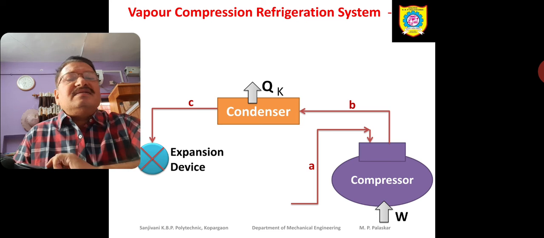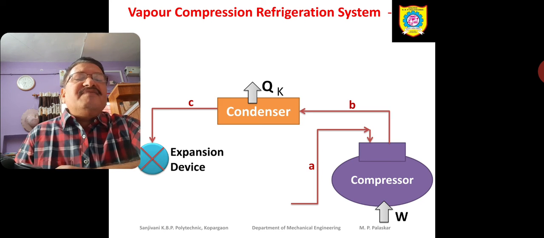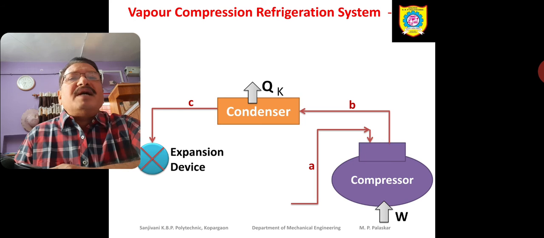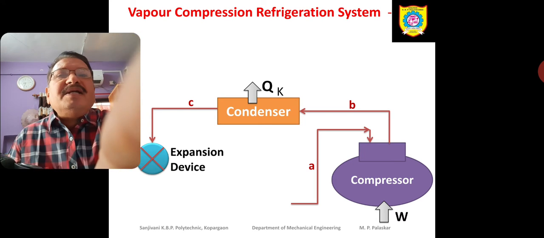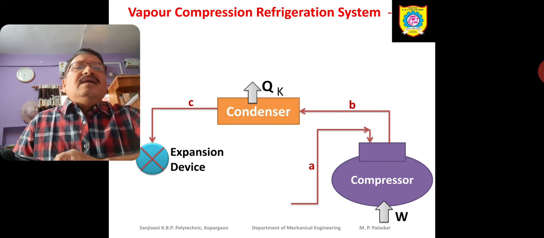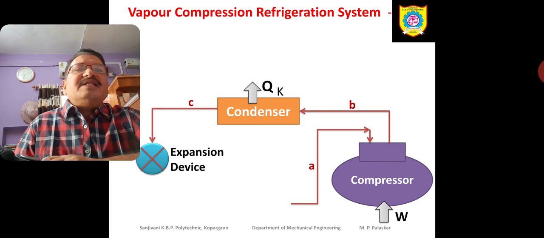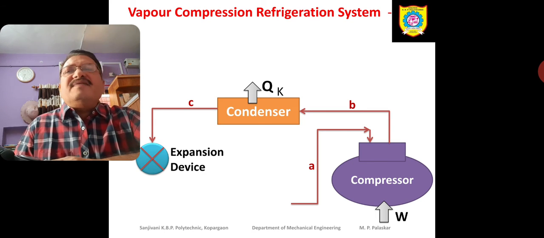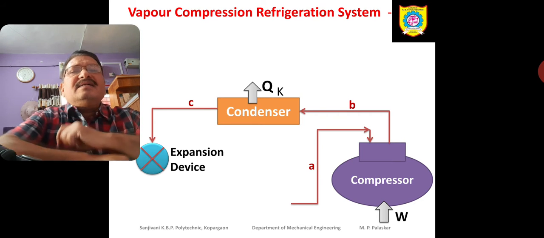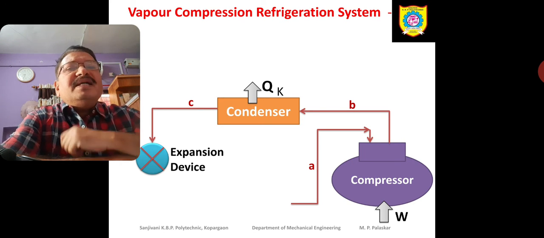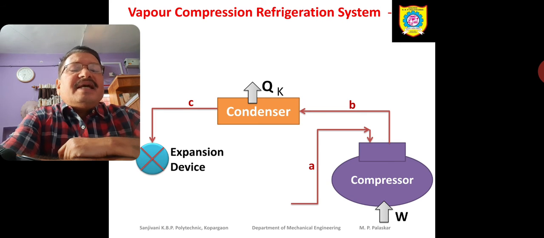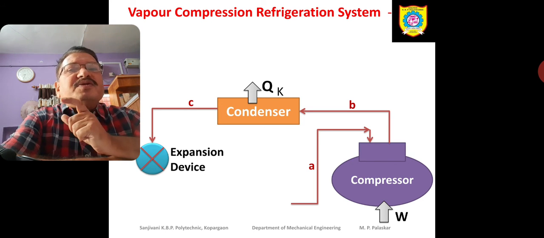Now this refrigerant which is coming out of the condenser, which is in the liquid form, it will enter inside the expansion device. So inside this expansion device, the refrigerant will expand. The pressure of the refrigerant will be reduced and the volume will be increased. Now this expansion which is taking place in the expansion device in vapor compression refrigeration system is also called as throttling, because during this expansion we do not obtain any positive work.